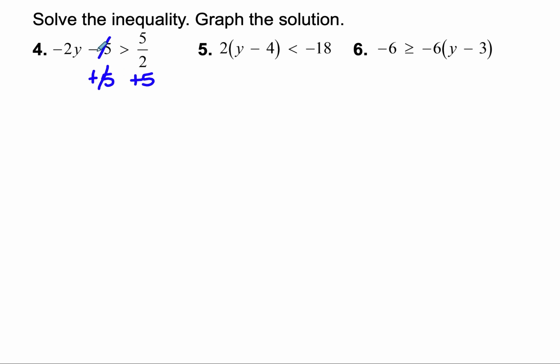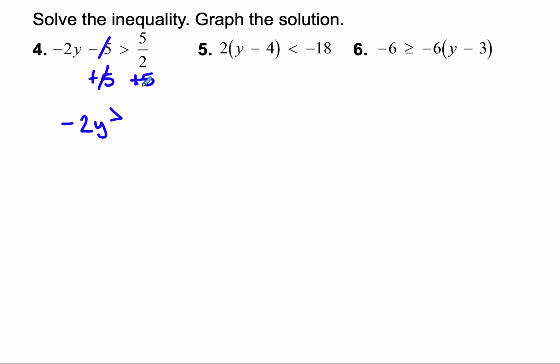Okay, negative 5 plus positive 5 is 0, so I have negative 2y is greater than. And then here, 5 halves plus 5. I've got a couple ways I can do it. One is to change 5 halves into 2.5 and then add the whole numbers. Or I can change my 5 into 5 over 1, find a common denominator and add them. I'm going to do that with the improper fractions because when I get to the step of division, I'm going to have an improper fraction anyway.